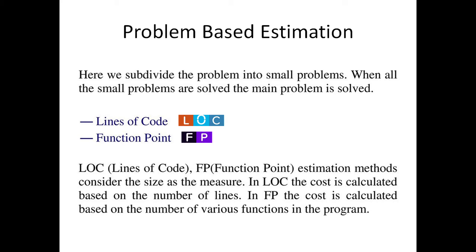Problem-based estimation. In problem-based estimation, the problem is divided into small problems. When all the small problems are solved, the main problem is automatically solved. There are two types. One is LOC based. LOC is lines of code, and FP based, that is function point based. LOC lines of code, FP function point estimate methods consider the size as the measure. In LOC, the cost is calculated based on the number of lines. In FP, the cost is calculated based on the number of various functions in the program.